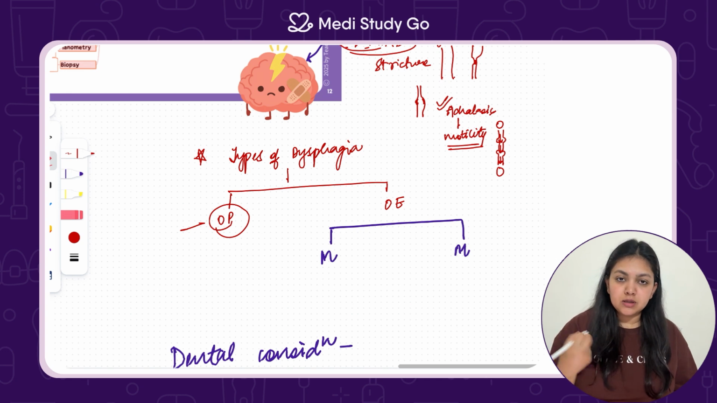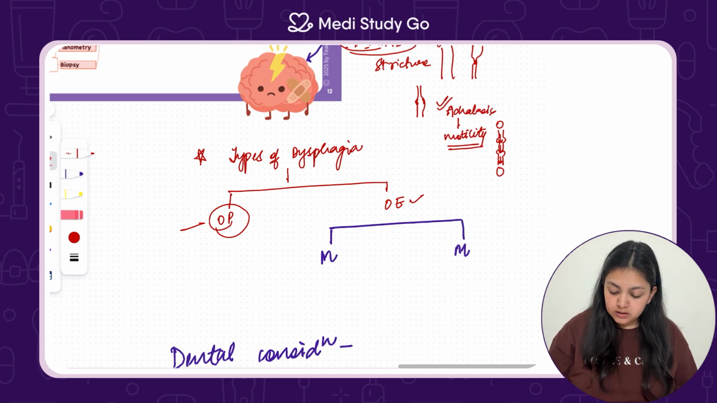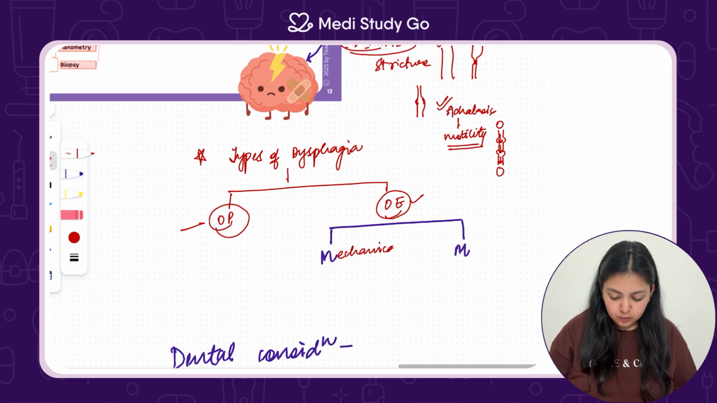So something is wrong in the mouth and the throat area. And next is esophageal, where the esophagus is the problem. Now, a problem in the esophagus can be because of two reasons. Either it can be some mechanical problem or it can be a motility problem.